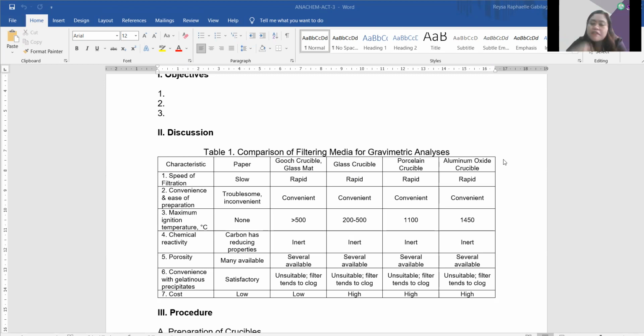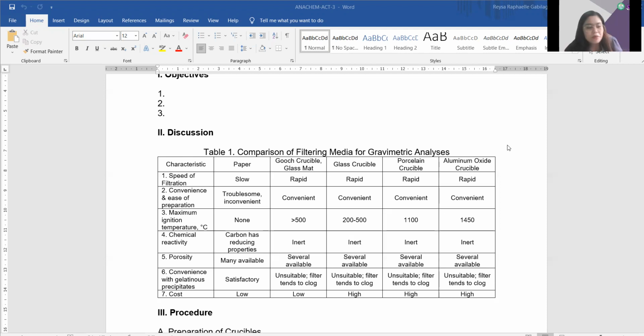So some of the disadvantages of using the filter paper is that when you use this for filtering, the process may be slower compared to other filtering media. So medyo matagal, especially if you have solid particles that will be plugged into the pores of the filter paper. The filtration process will be halted, and it will really take a lot of time before you can finish the whole process. It may be troublesome and it may be inconvenient to use also.